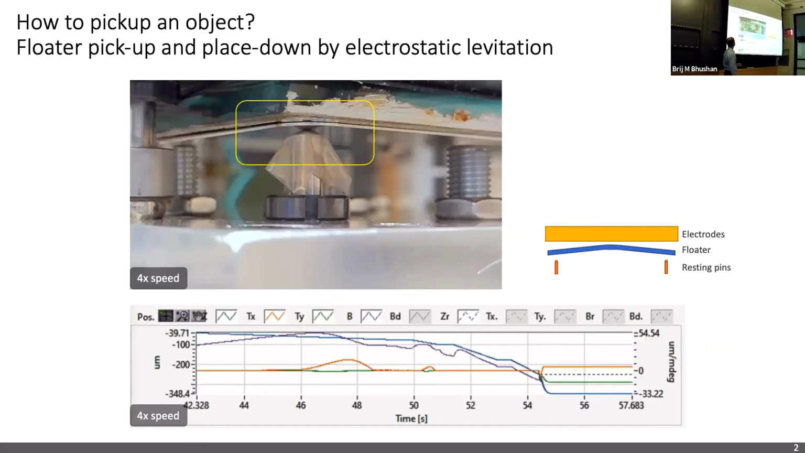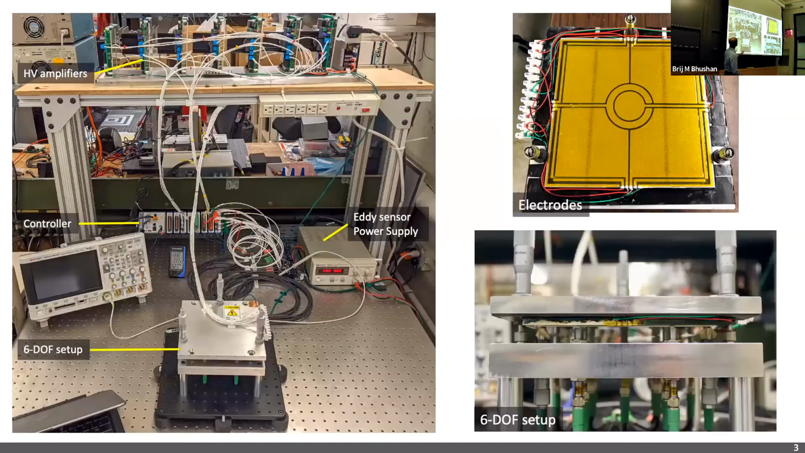So this is just some pictures of the rest of the setup. These are the electrodes which generate force on the floater. And then we look at more details. So why do we care about how objects are transferred? Why is it even important?